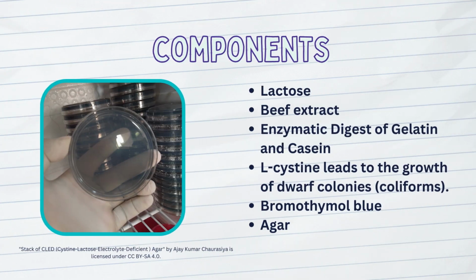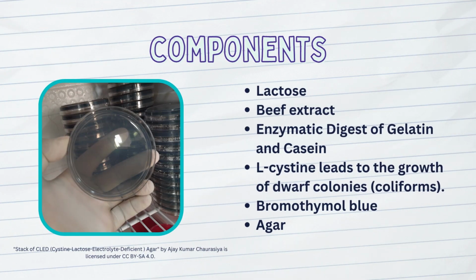So the components of this agar are lactose, beef extract, enzymatic digest of gelatin and casein, L-cysteine that leads to the growth of dwarf colonies called coliforms, bromothymol blue, which is the indicator, and of course, agar.